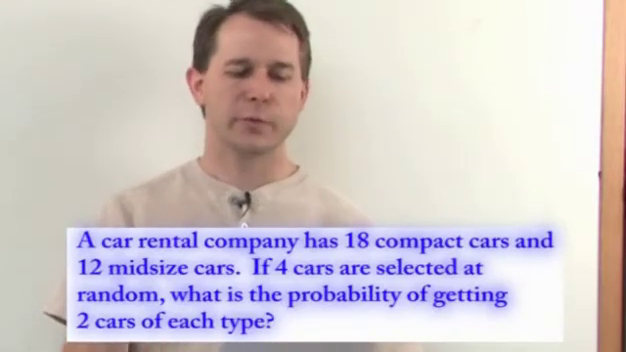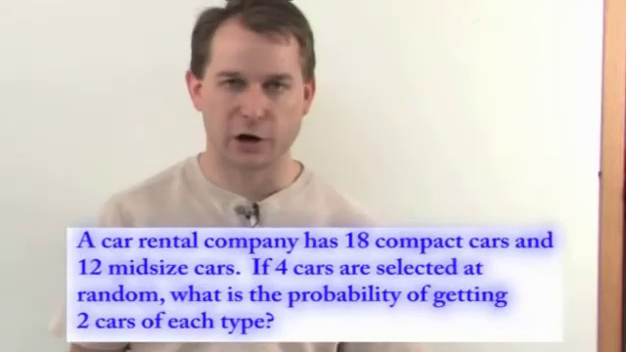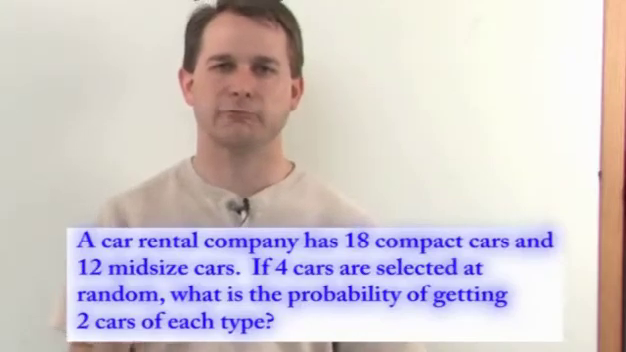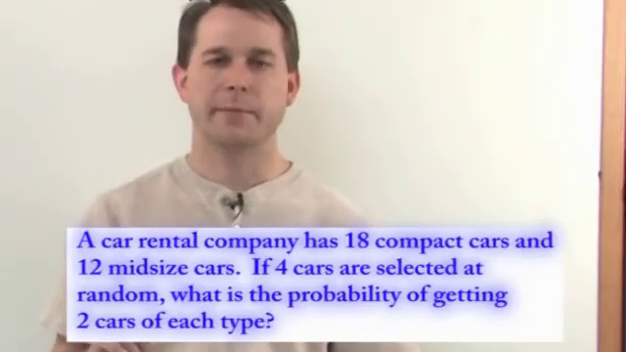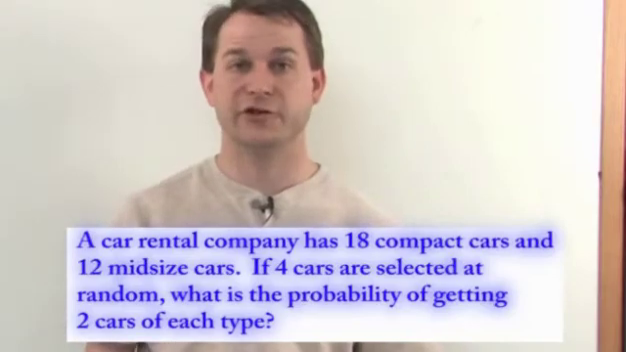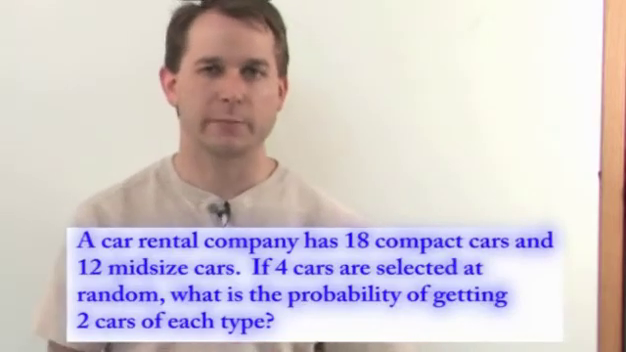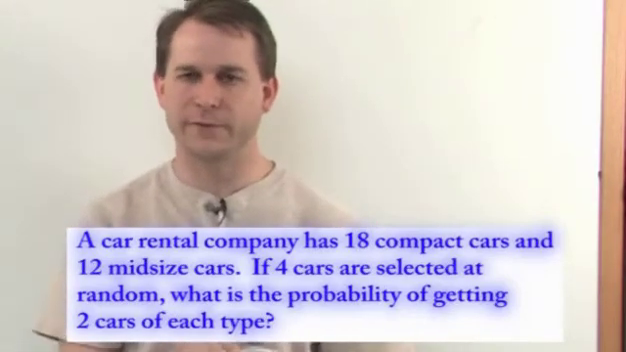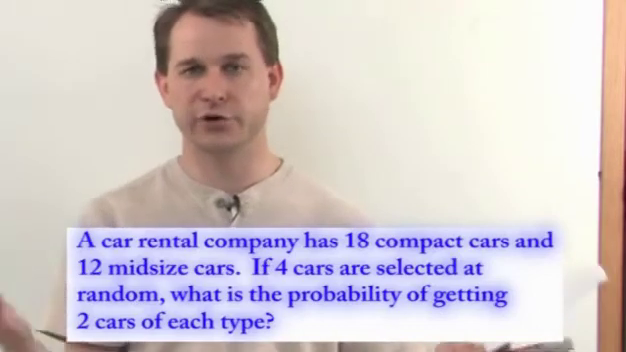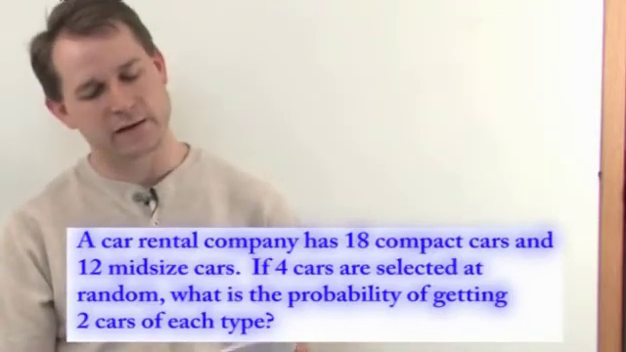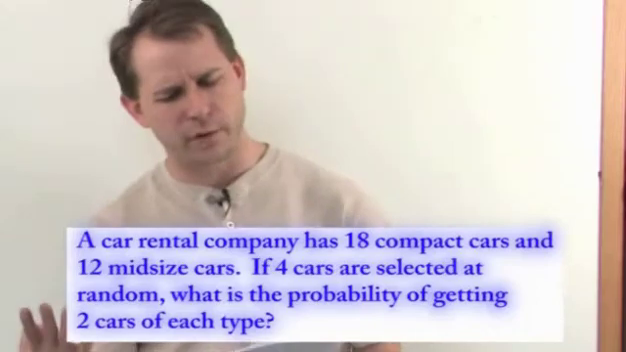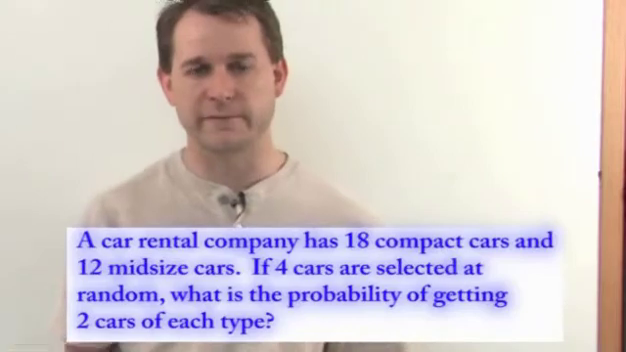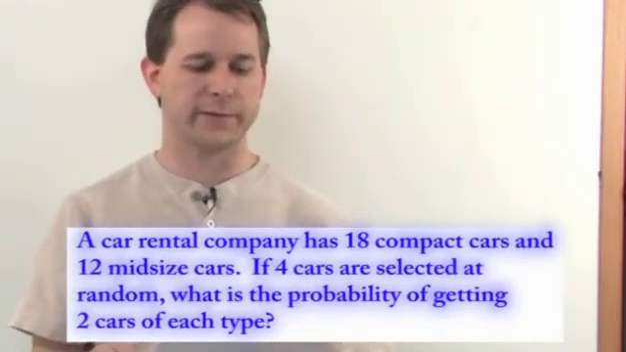Okay, a car rental company has 18 compact cars and 12 mid-size cars. If 4 cars are selected at random, what is the probability of getting 2 cars of each type? Just by reading this problem, you can see right away that it doesn't quite fit the mold of the other problems we've done before. It has too much information just to be a simple S over N. You have 18 compact cars and 12 mid-size, and I pull 4 of them. What are the odds of getting 2 cars of each type? It's certainly not going to be a simple matter of taking 2 numbers and dividing them. We have to reason our way through this, okay?